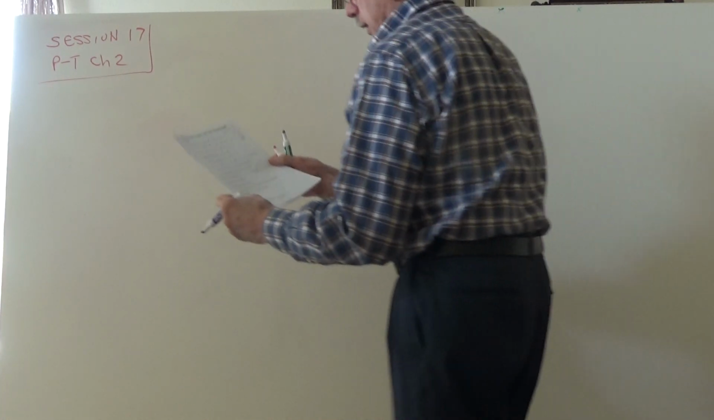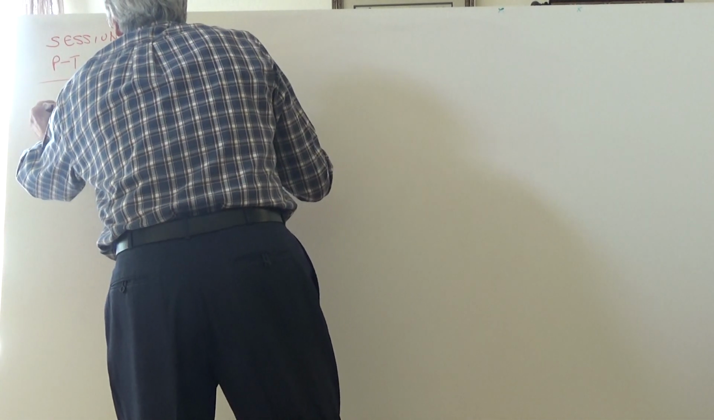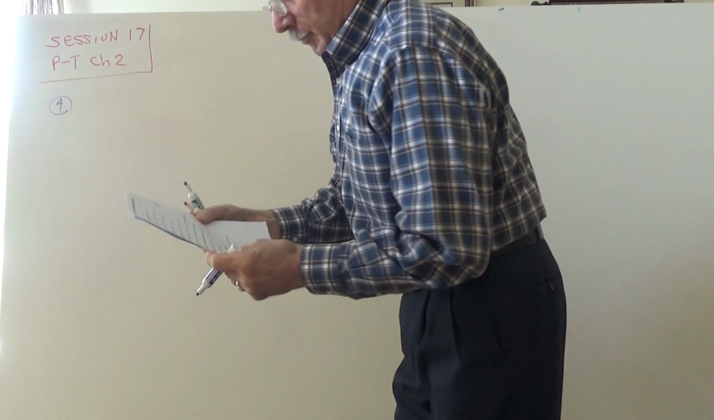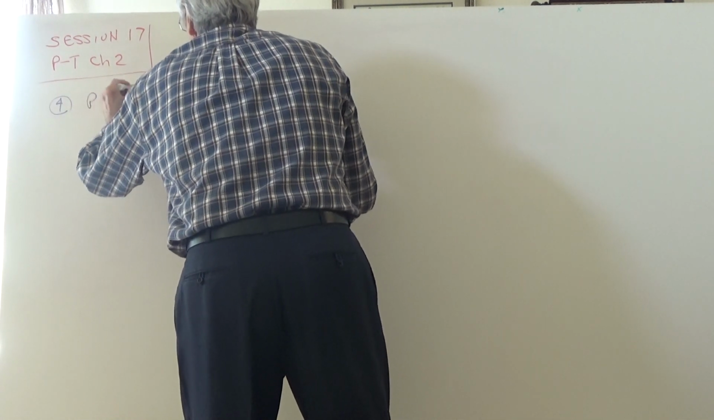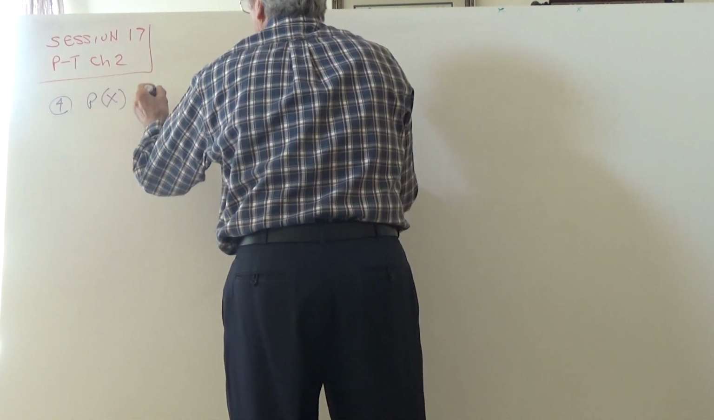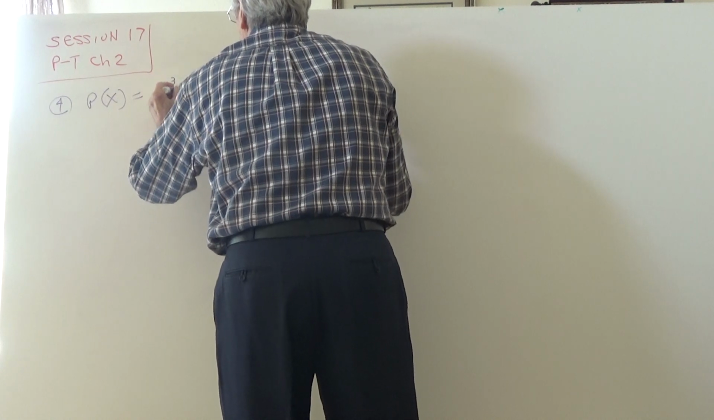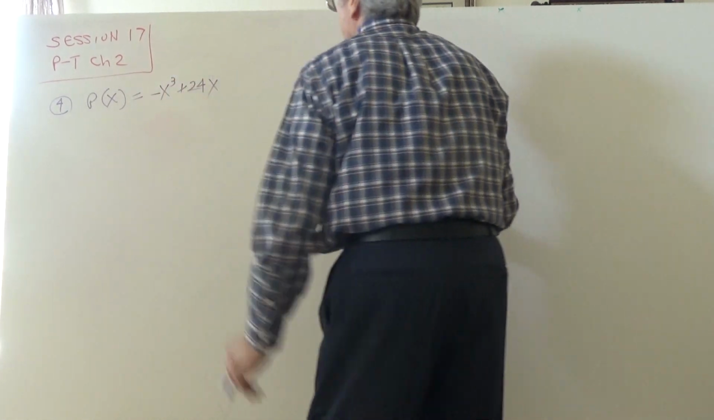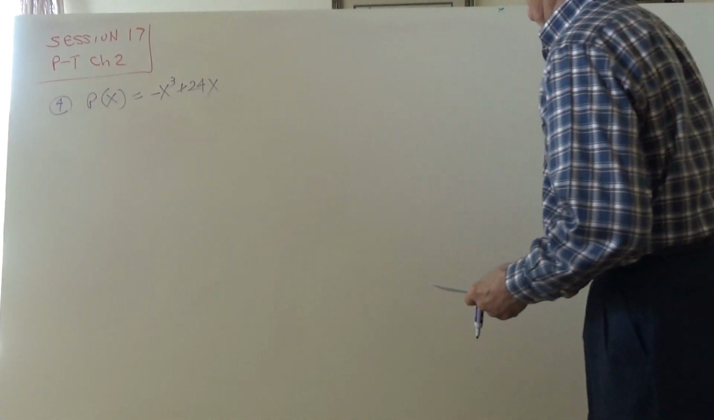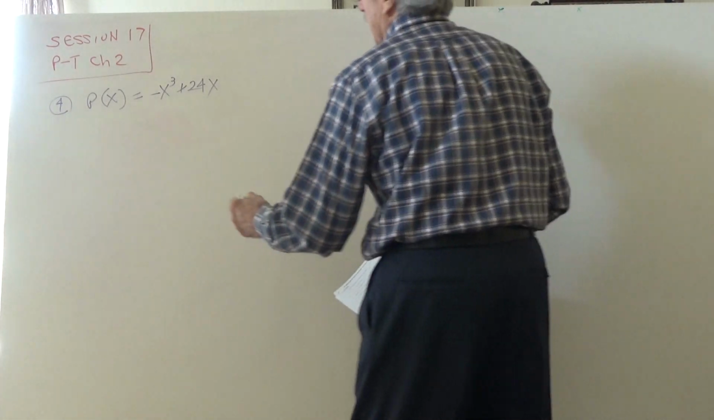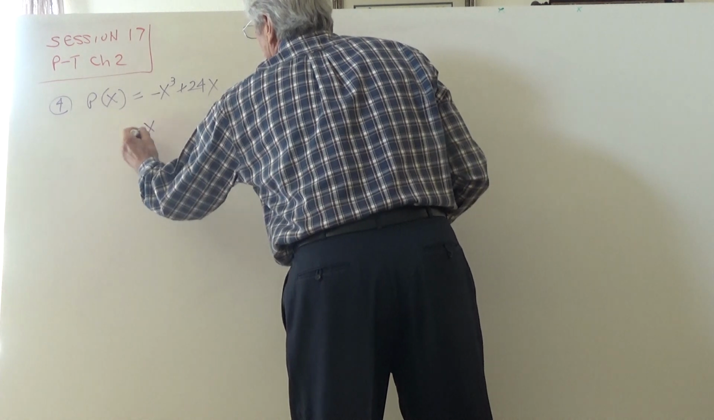Okay, off to number 4. Number 4 says to determine the zeros of p of x equals negative x cubed plus 24x. I mentioned that factoring is the preferred method if you can do it, and that seems to be very easily factored. How about factoring negative x from this?